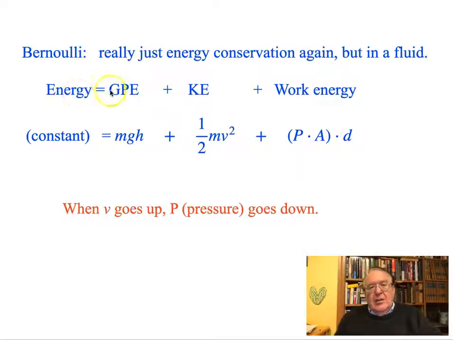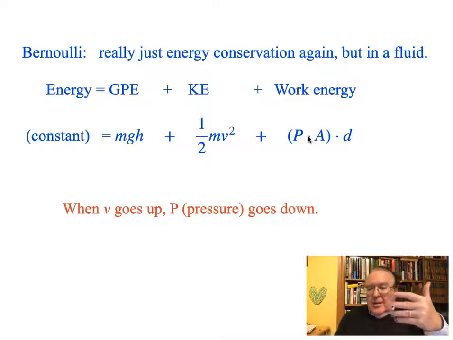Well, the energy is equal to the gravitational potential energy of the fluid, in other words, how high the fluid is, the altitude, plus the kinetic energy of the fluid. What's the velocity? In other words, wind velocity or water velocity. Plus the work that the fluid does. And the work that the fluid does is actually the force times the distance. It's the same as when we had a friction force over a skid distance. Well, this is the force of the pressure.